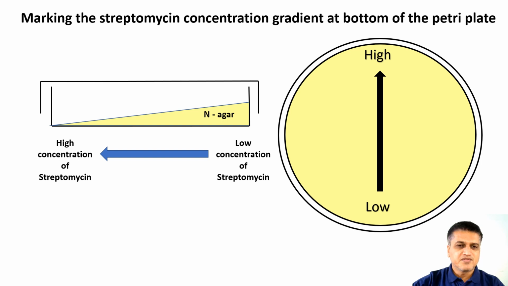Now, before adding streptomycin containing top agar, mark the streptomycin concentration gradient from low to high at the bottom of nutrient agar slope containing Petri plate. Mark low at high amount of nutrient agar and mark high at low amount of nutrient agar.